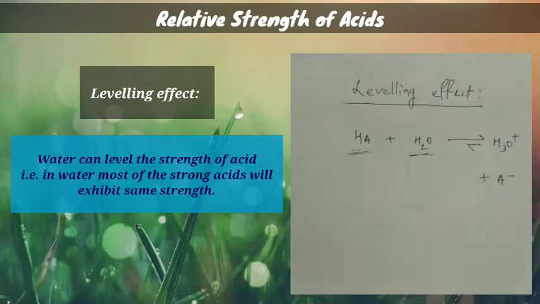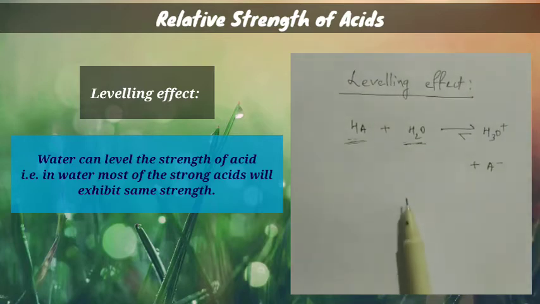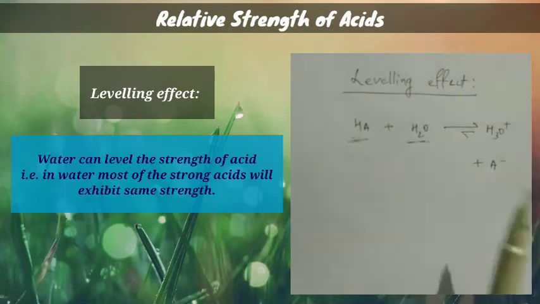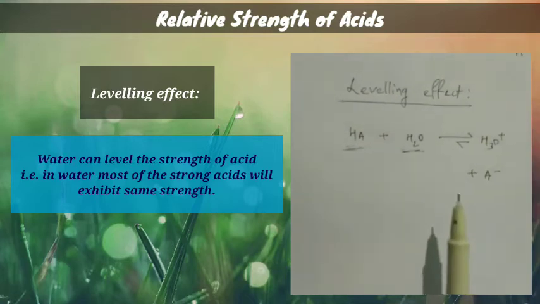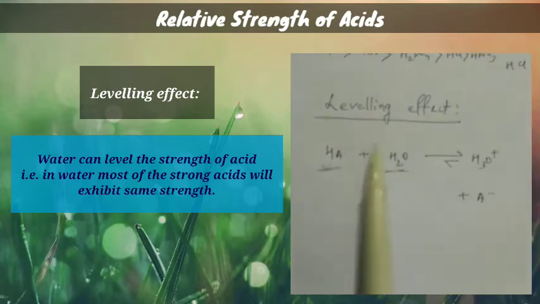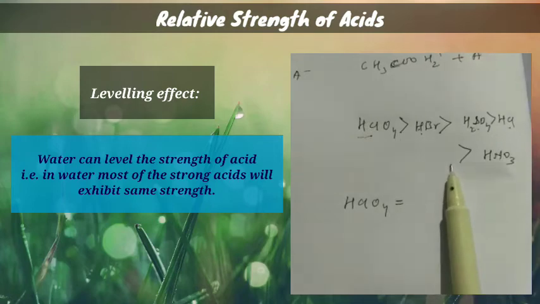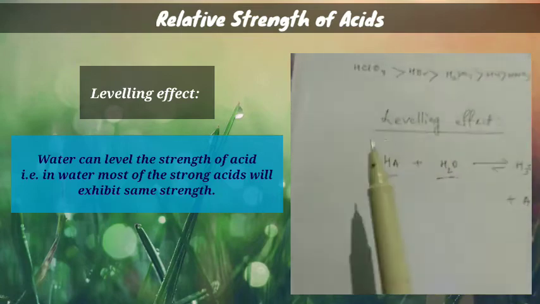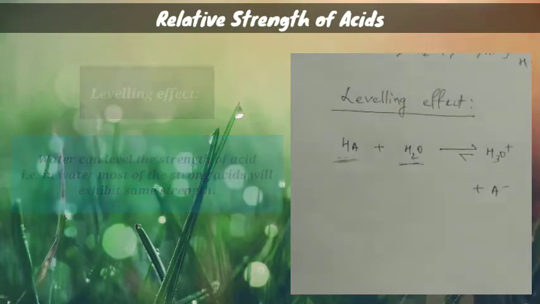Clear? However, the ionic equilibrium in water does not proceed so far in the case of weak acids like formic acid, acetic acid, propionic acid, lactic acid, tartaric, or phosphoric acid. It is therefore possible to distinguish between the relative strengths of these acids in aqueous medium only. So the main concept is that water will level the strength of all the acids, because water acts as a stronger base than acetic acid.